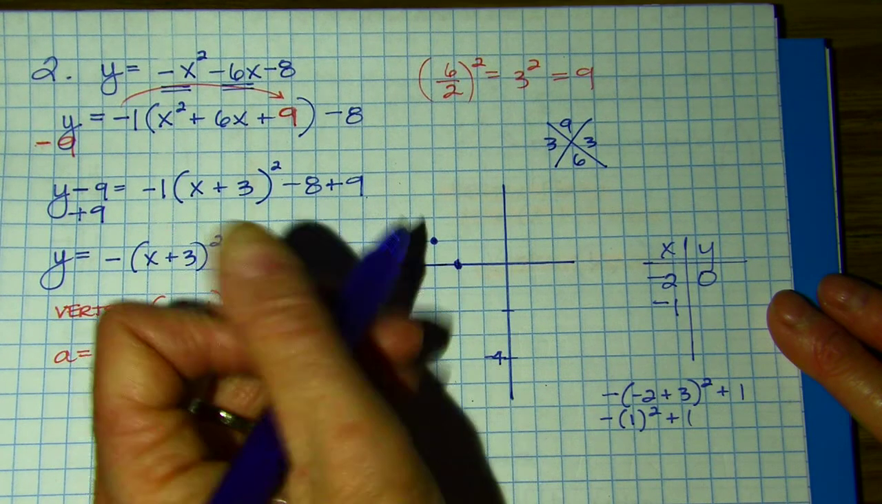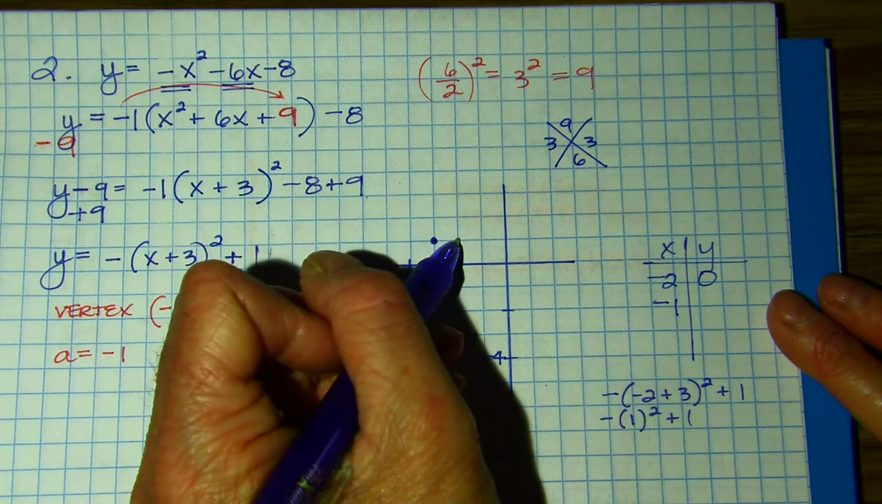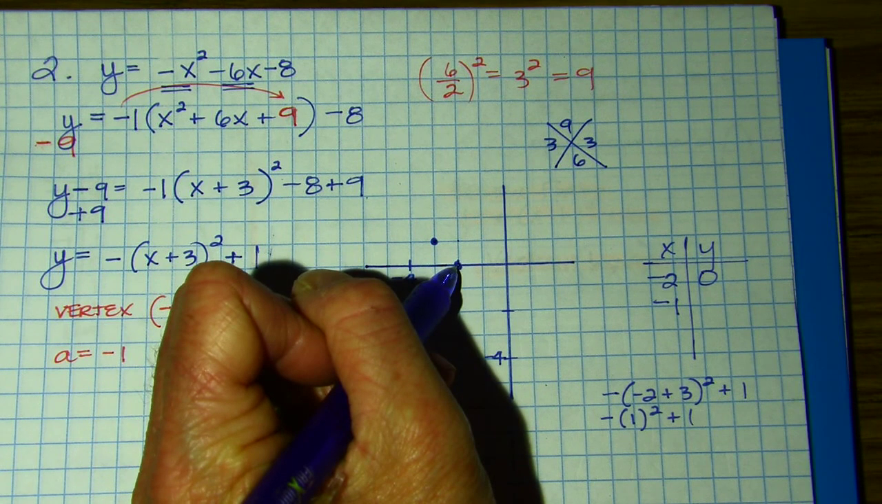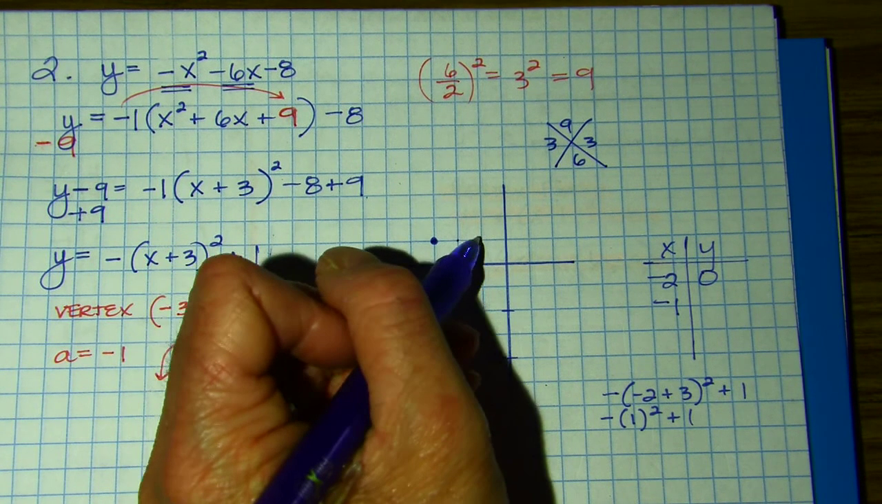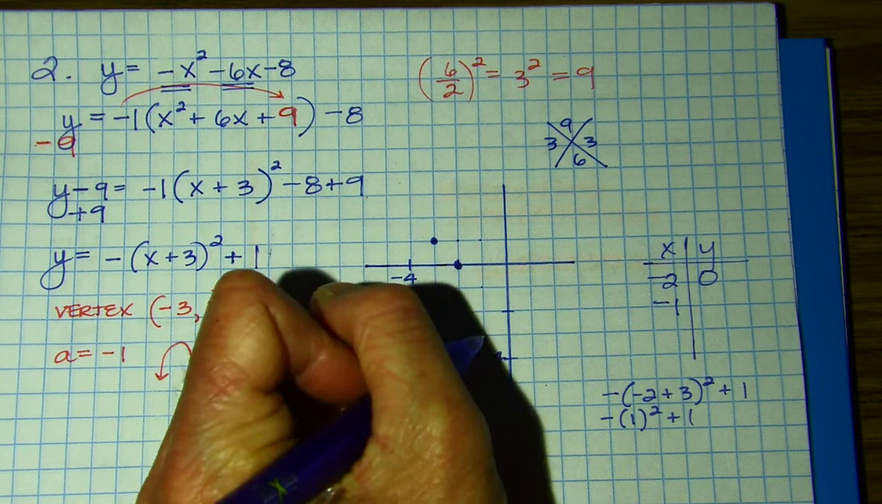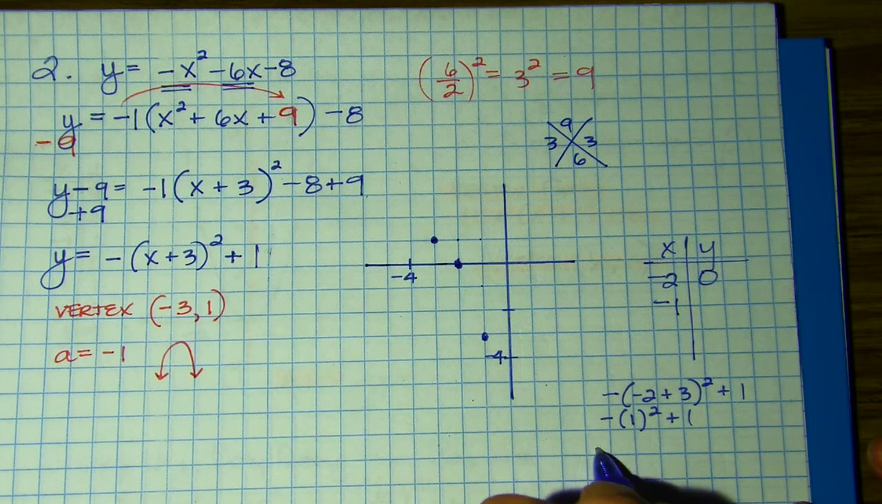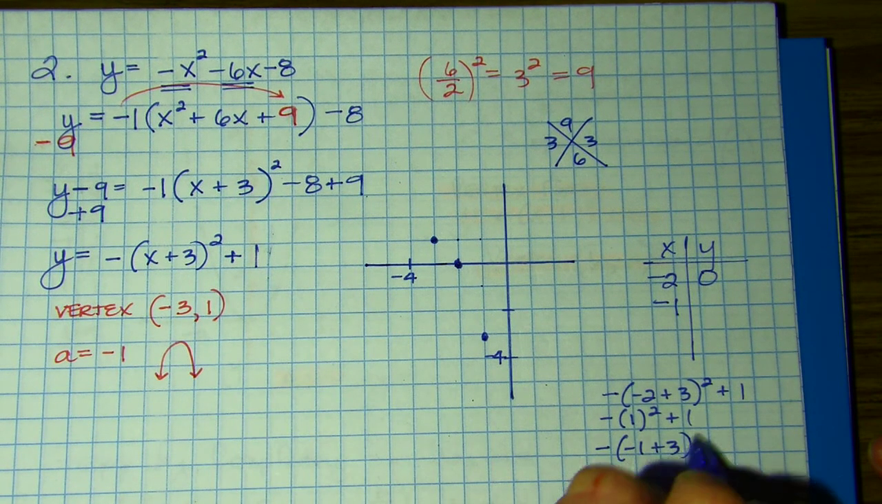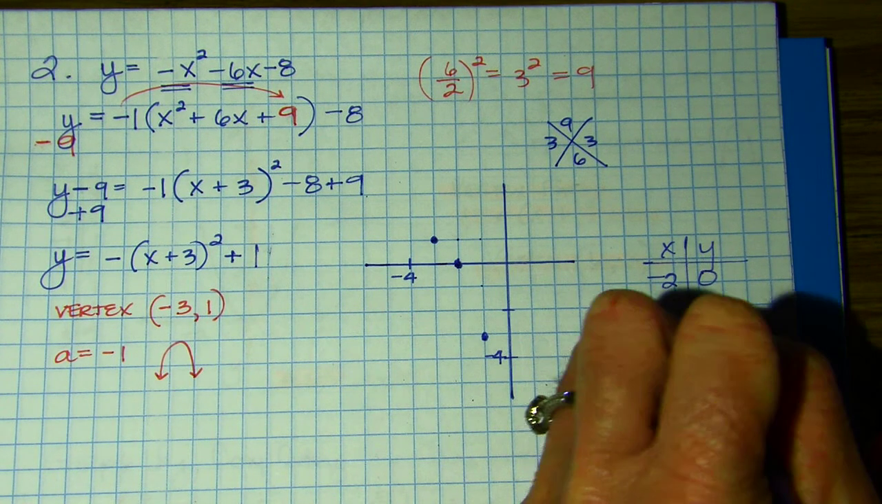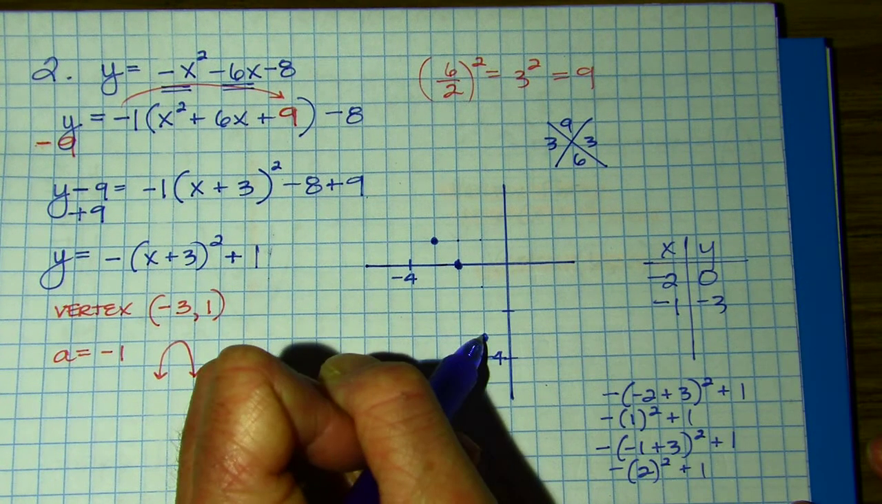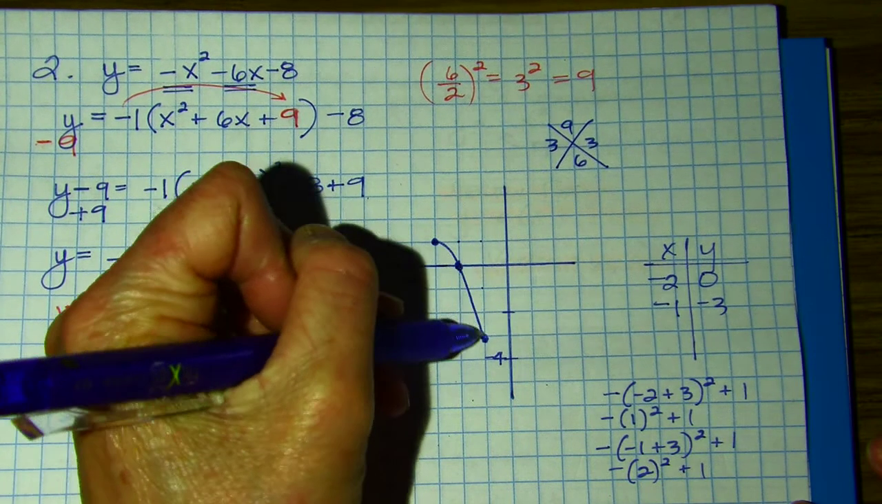Now, you could use my method. If x is 1, 1 squared is 1. And I'm going down because I know it points down. Go back to the vertex. If x is 2, 2 squared would be 4. But let's check it. Negative 1 plus 3 squared plus 1. That would be negative 2 squared plus 1. That would be negative 3. And yep, right where I thought it would be.